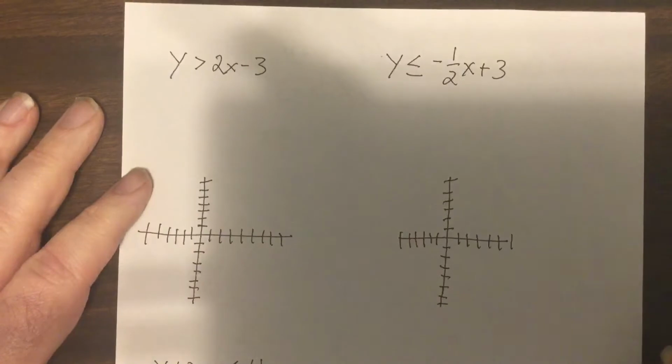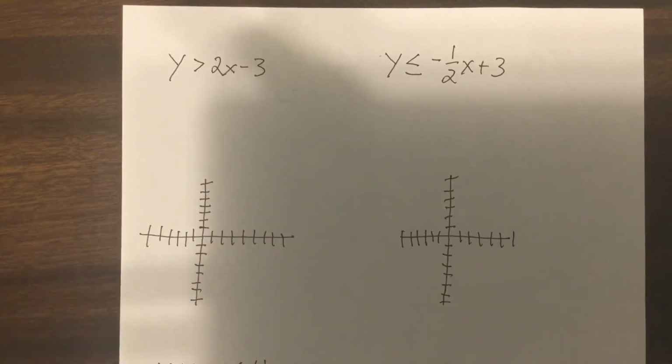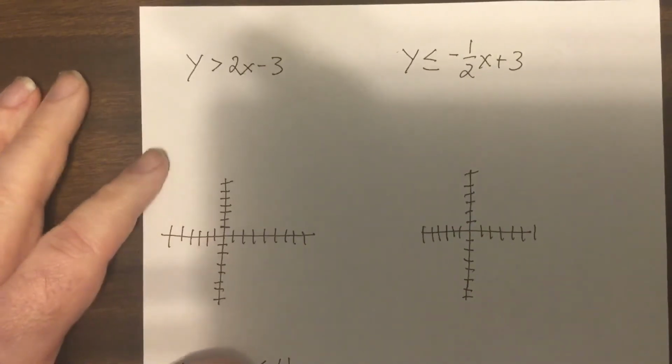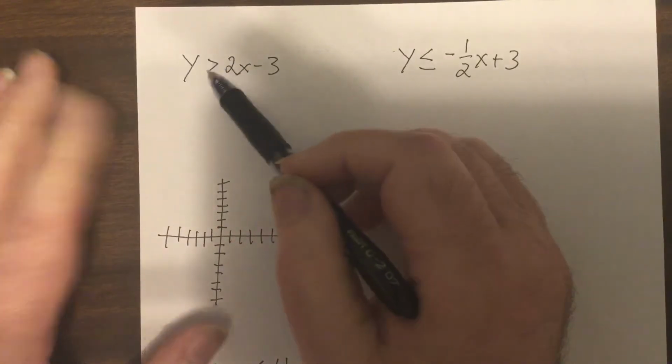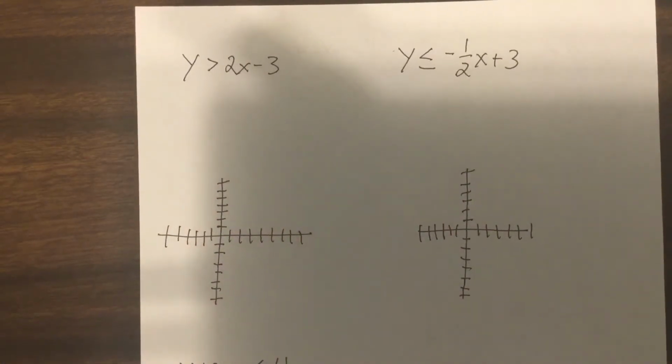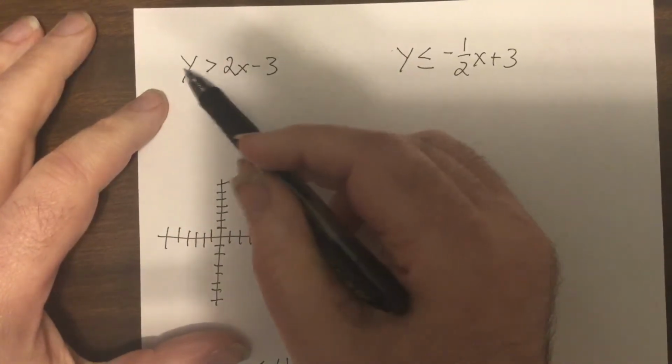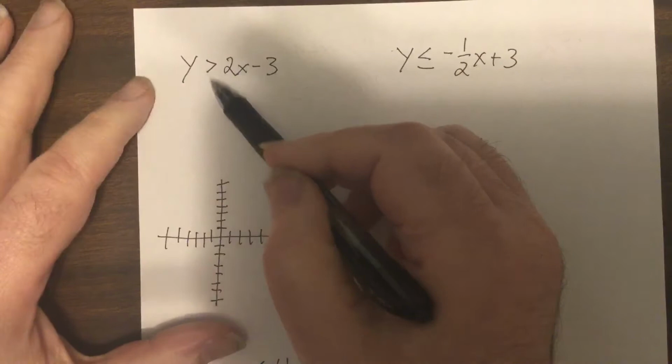But I thought I would start with a little review of our inequalities. Very important to know how to graph a linear inequality. Remember, inequality means there's going to be shading involved. So you graph the boundary, treat it like an equals.